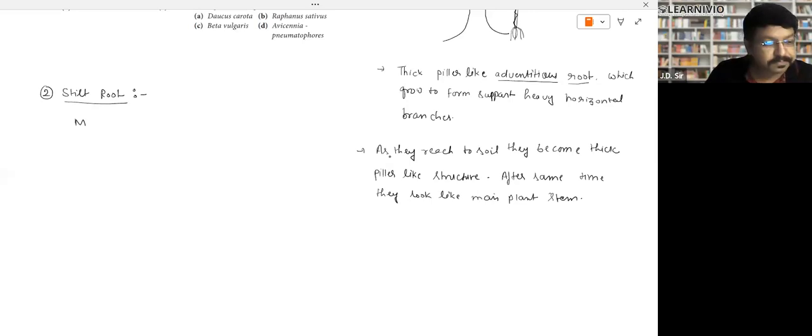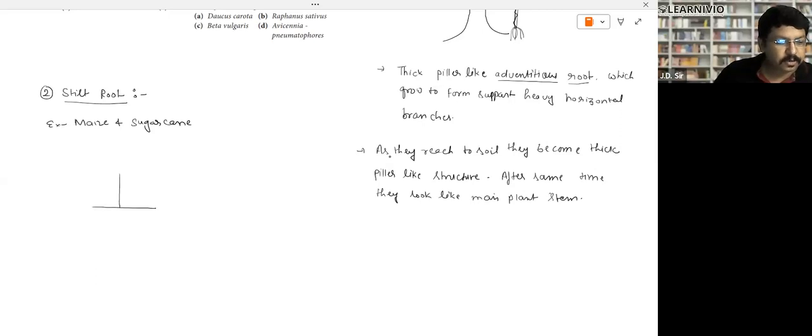Example, remember: maize and sugarcane. This is the example where they are found. Let me tell you what kind of root they are. Suppose this is the sugarcane or maize, whatever you want to assume, right? This is the sugarcane stem, and the buds are coming. This is the node and bud.